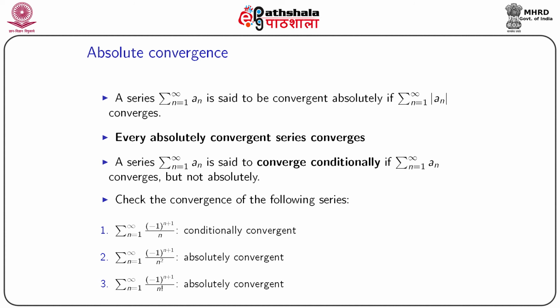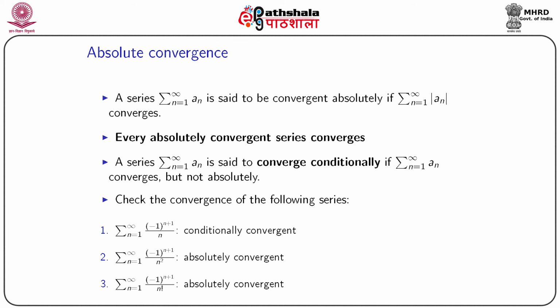That is quite natural. A series sum over n from 1 to infinity of an is said to converge conditionally if sum over n from 1 to infinity of an converges but not absolutely. So we will take a few examples to define what we mean by conditionally convergent and absolutely convergent.